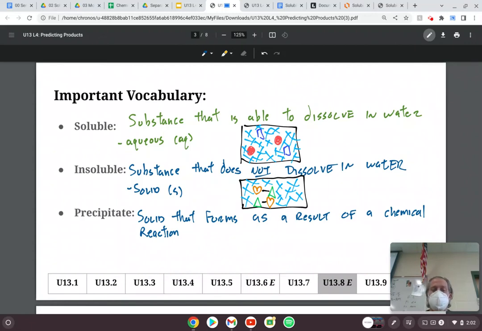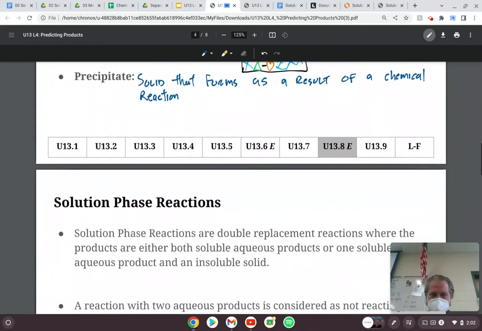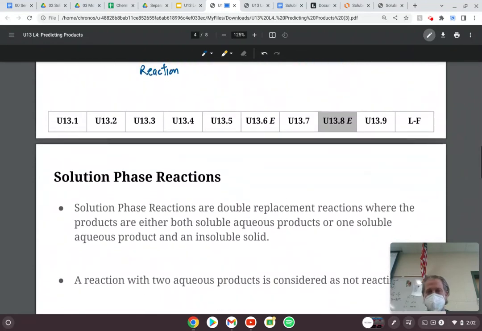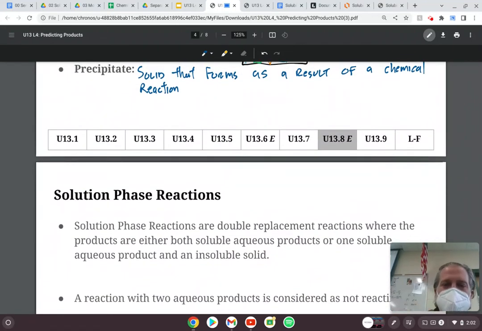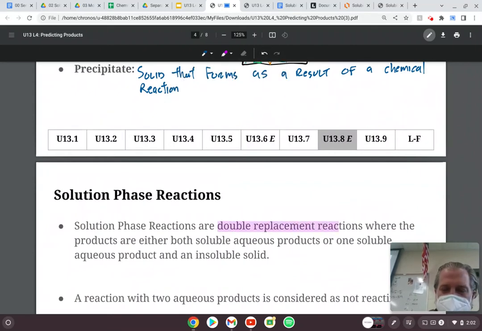So those are three terms that we're going to be using over the course of today and tomorrow and a big chunk of next week. So we're going to continue to use those, and I just wanted to define those first. Now we're going to talk about the actual meat of today's lesson, which is solution phase reactions, which, as you might remember from a long time ago, is a special type of reaction called a double replacement reaction.